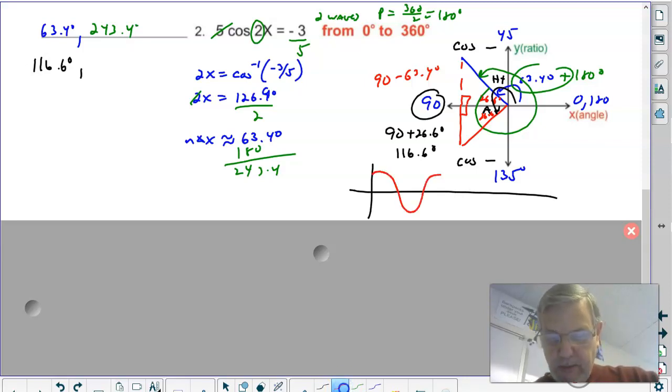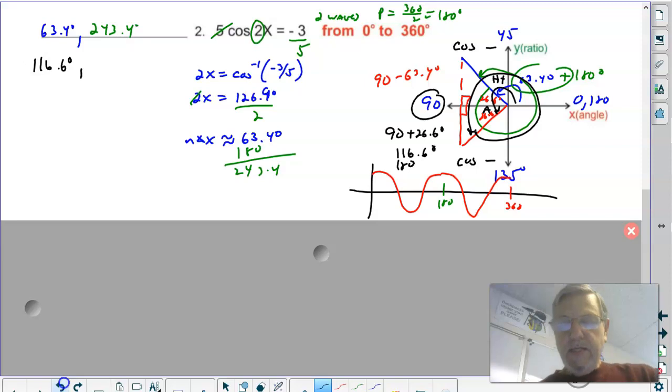You get your cosine. Remember, this is only 180 degrees, and it's going to go again to where we get to 360. So this 116, I'm back here again, look right here, right? Now again, from 116, I go around another 180. And what is that? 296.6. And there are your 4 values for number 2.